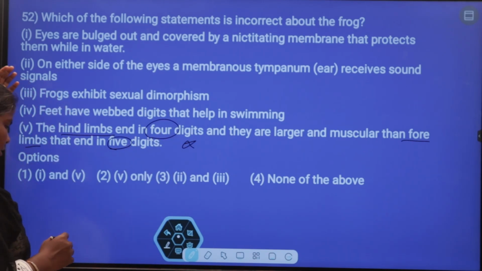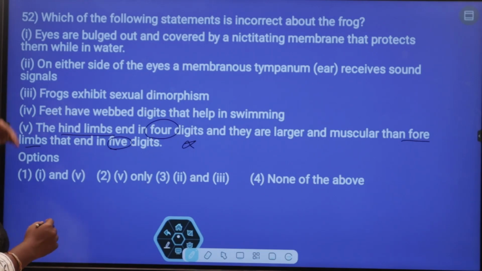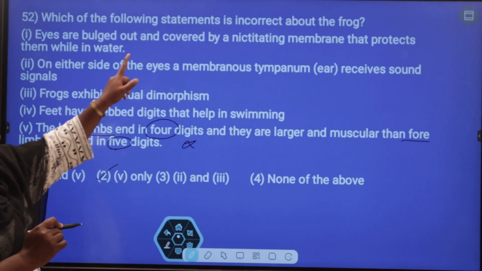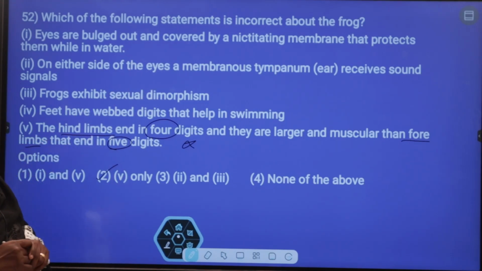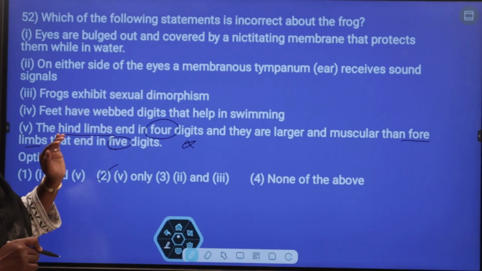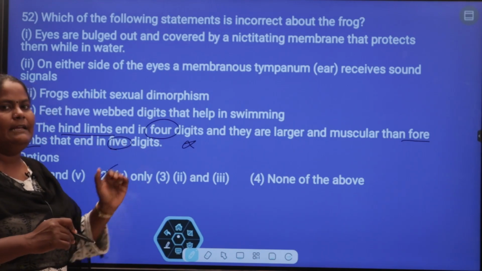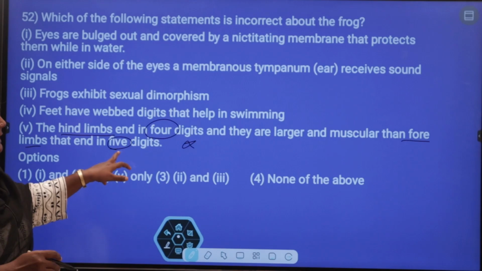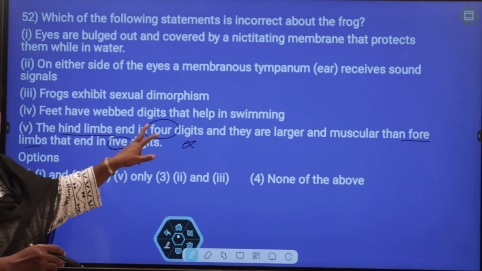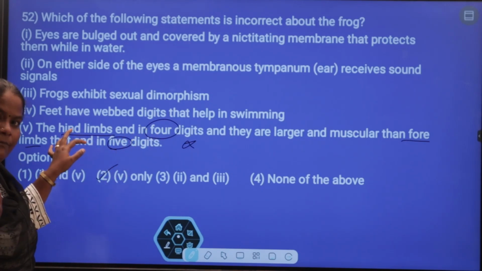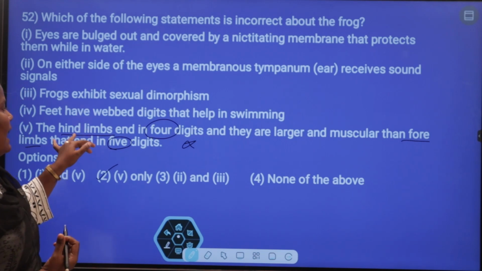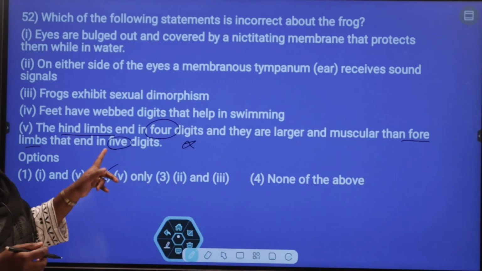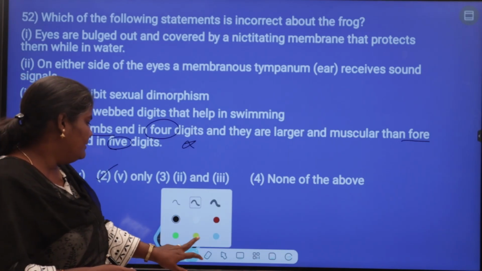Apart from this, when you observe the statements, the remaining statements are right. So the answer for this question is the 5th option only, which is the incorrect statement. So the second answer. All the remaining points are correct statements regarding the frogs. Only the 5th statement is wrong, where they are just confusing you with the digit numbers. Hind limbs, which are present in the posterior end of the body, contain 5 digits and the forelimbs contain 4 digits. That was a wrong statement. So next.